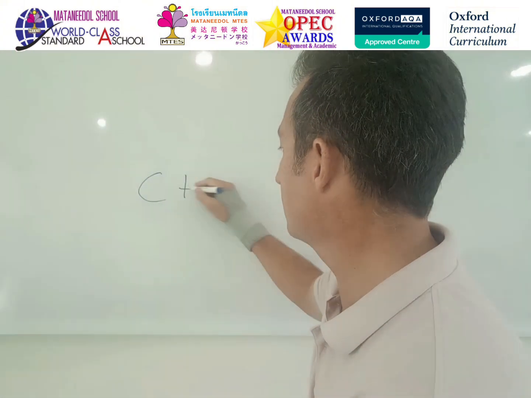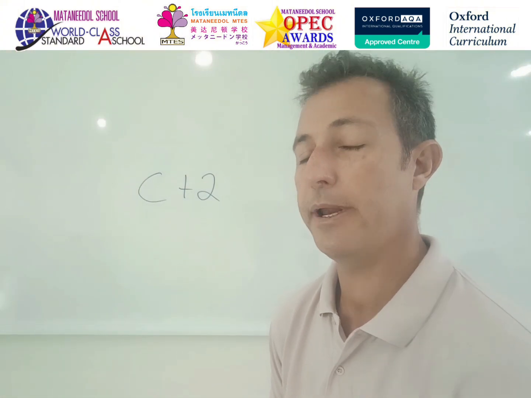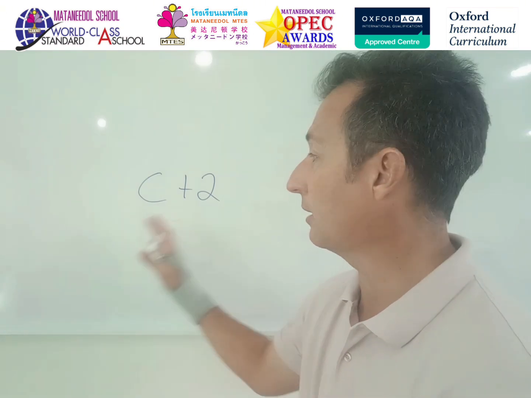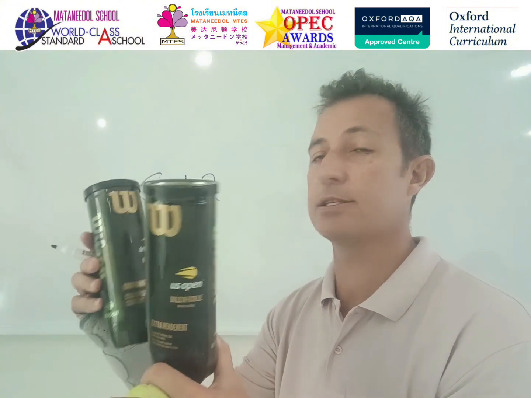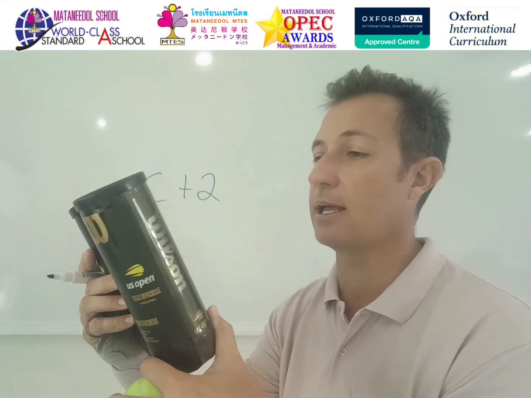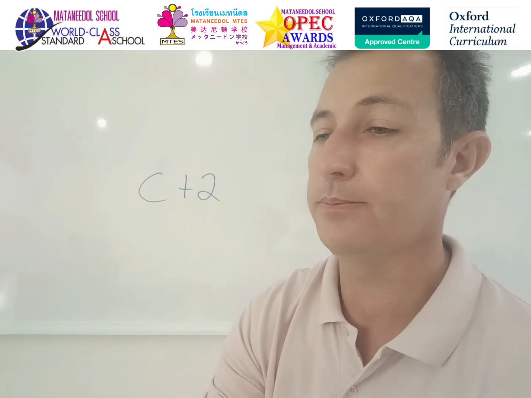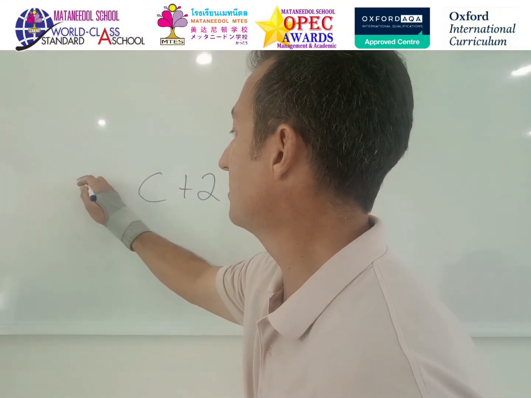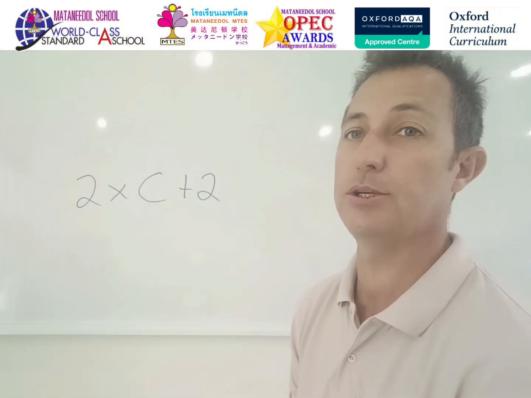Okay, so I've got my 2 tennis balls outside plus my container. So it's C plus 2. However, what happens if I bring another container into the equation? So now all of a sudden I've got 2 containers with 2 tennis balls. I still don't know the number of tennis balls inside because we can't see inside. So how do we do this now? Well, we put times 2. So it's 2 times C plus 2.